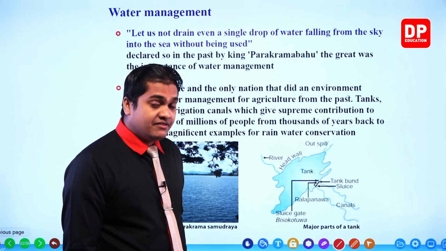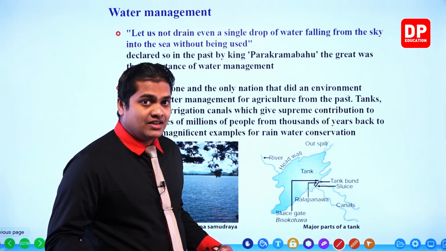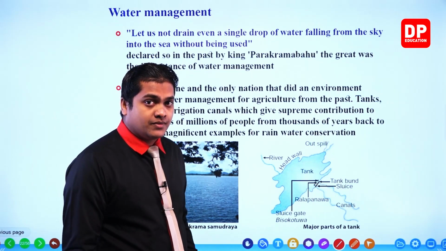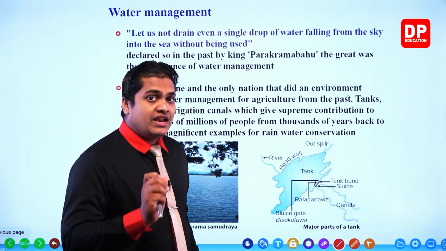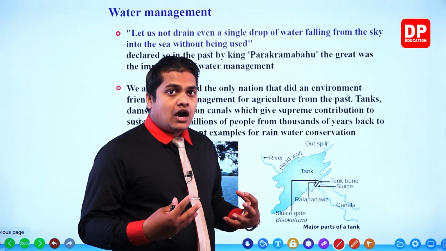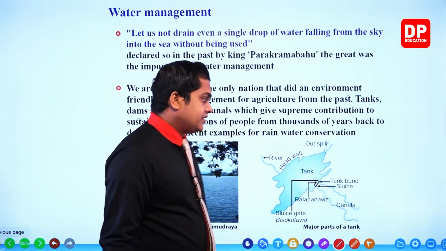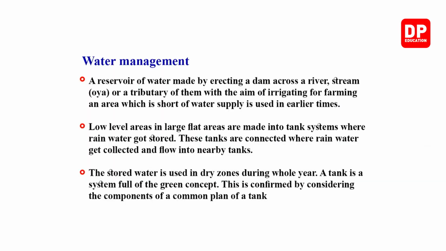So ancient people, even though they did not know about this green concept or any other scientifically advanced methods to control environmental pollution, followed environmentally friendly methods, my dear children, right? That's why even in ancient times our Sri Lanka was self-sufficient. So remember, the water stored within a tank was used in the dry zones during the whole year, in the dry season.